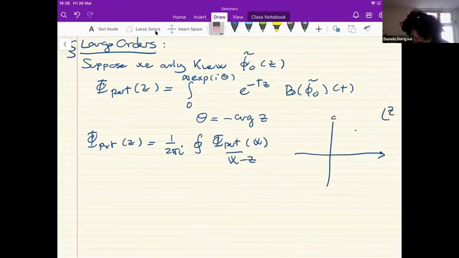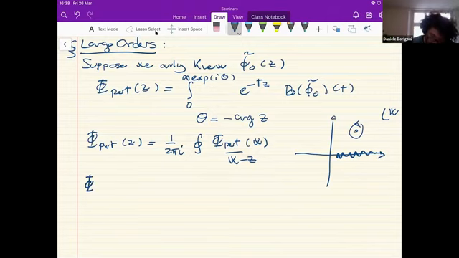Sorry, this is the w plane, since I'm integrating in the w. This is the point theta, and this is my contour of integration. However, we know already that this function will have some branch cut along the positive direction.